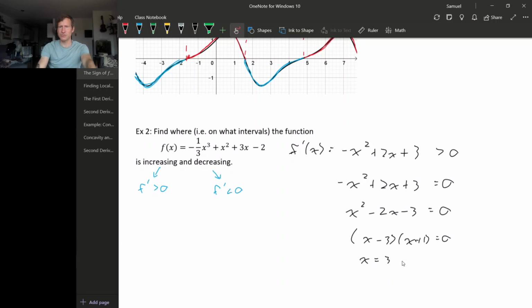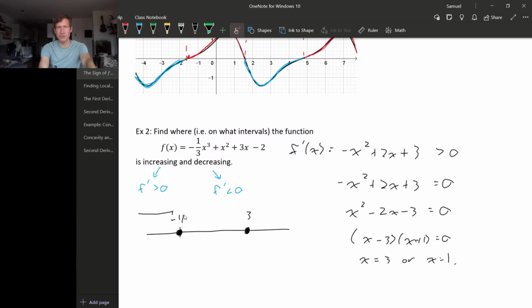So x equals 3, or x equals minus 1. Okay, so there are two places where this derivative is equal to 0: at x equals minus 1 and x equals 3. And I'll put solid dots on those just to indicate that f prime is actually 0 at those spots, as opposed to being undefined.